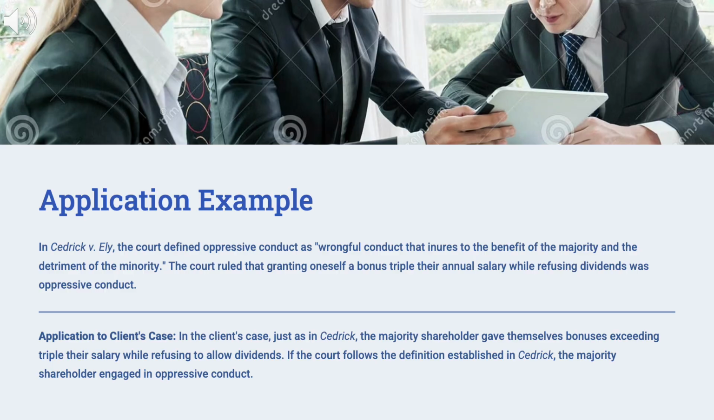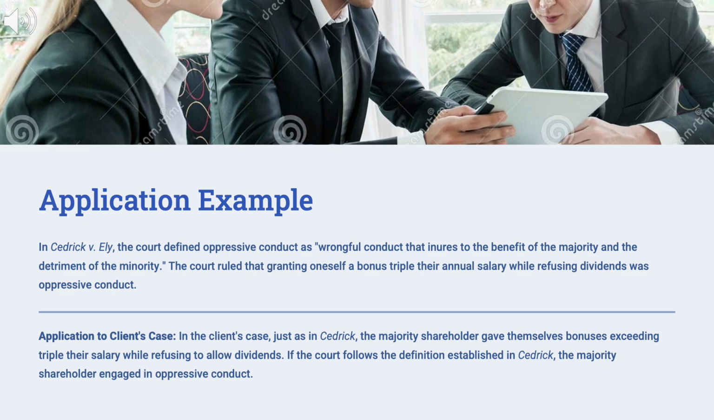If the court follows the definition established in Cedric, the majority shareholder in the client's case engaged in oppressive conduct. Several features of this application are worth noting. The connection to the precedent case is made explicit. The phrase, just as in Cedric, signals the comparison. The key facts on both sides are identified.